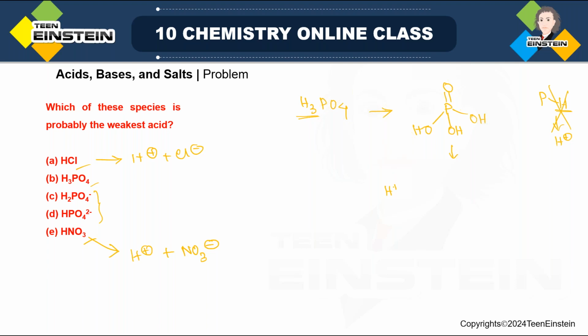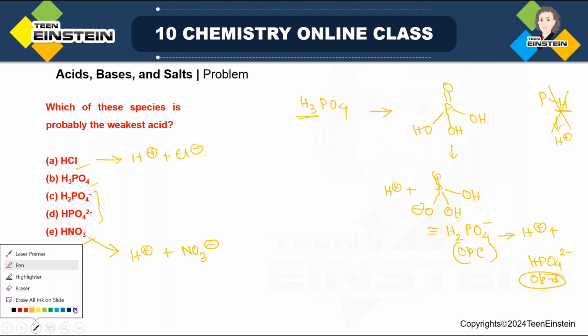So when the first dissociation happens, you will get this type of species, with OH, OH, and this species is equivalent to H2PO4 minus, which is present in option C. Similarly, if another H is removed from this species, you will now have H plus and HPO4 2 minus. Now the negative charge will increase, which is present in option D.